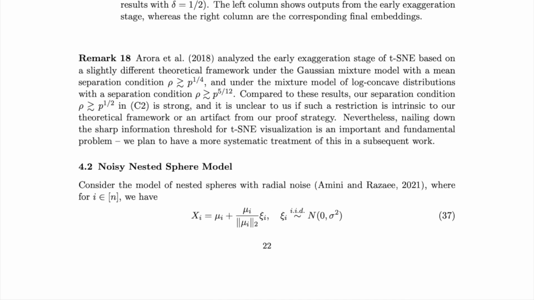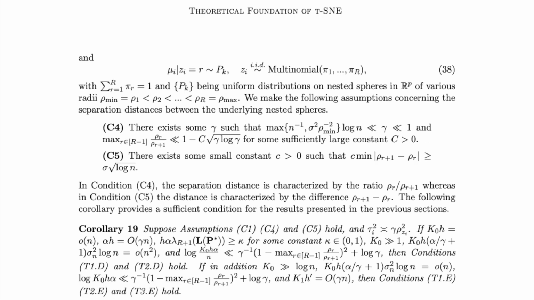4.2 Noisy Nested Sphere Model. Consider the model of nested spheres with radial noise, where for i in [n], we have z_i = r with z_i i.i.d. multinomial(π_1, ..., π_R), with the π_r summing to 1 and P_r being uniform distributions on nested spheres in R^p of various radii ρ_min = ρ_1 < ... < ρ_R = ρ_max.